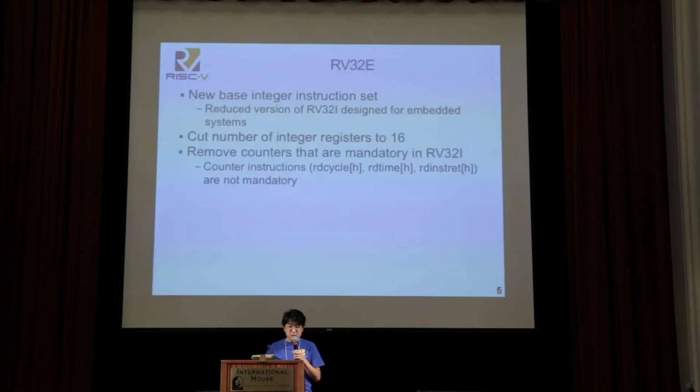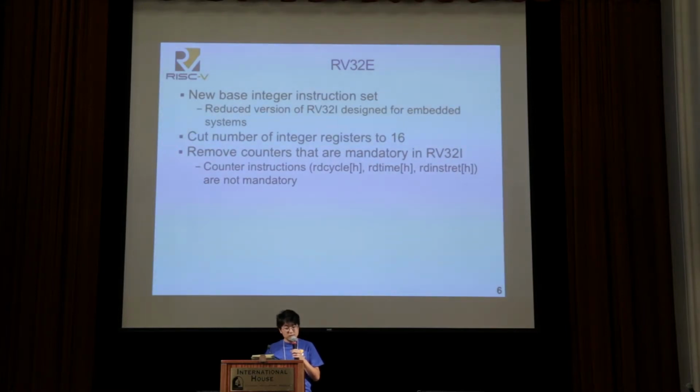But note these numbers are very likely to change as we do performance tuning and things like that on the core. So we've noticed that when it's a very small design, one register actually counts. So that's why we try to standardize this RV32E base ISA. It's a new integer-based ISA. It's a reduced version of the RV32I designed for embedded systems.